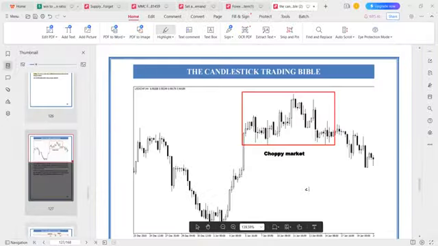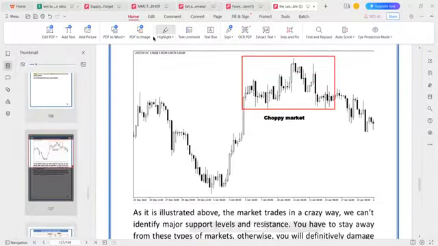See the illustration of a choppy market. A choppy market is a market whereby there is no clearly defined high and no clearly defined low. For example, here you can see this high, then this high, this high. It almost looks like an uptrend, but then it comes down, then comes back up.